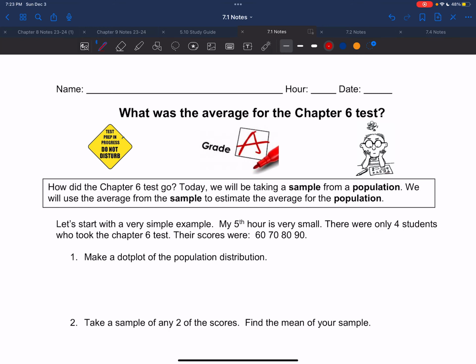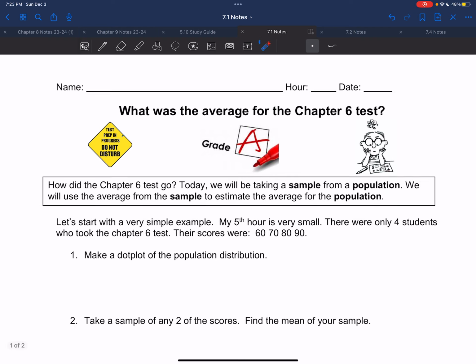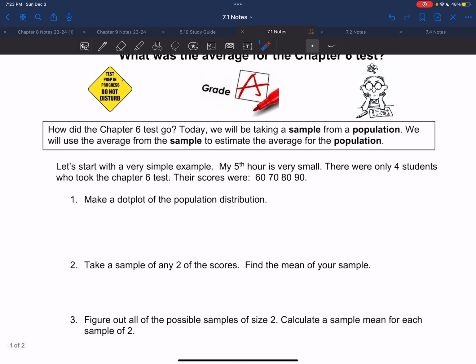All right, guys. So in this video, we're going to be starting off chapter 7. We're going to be looking at what the average was for the chapter 6 test. This is the first video for section 7.1. It says, how did the chapter 6 test go?